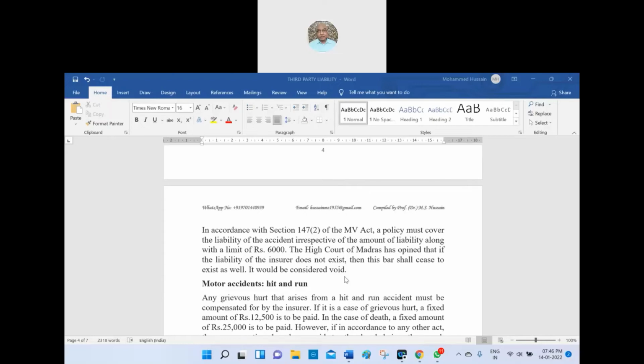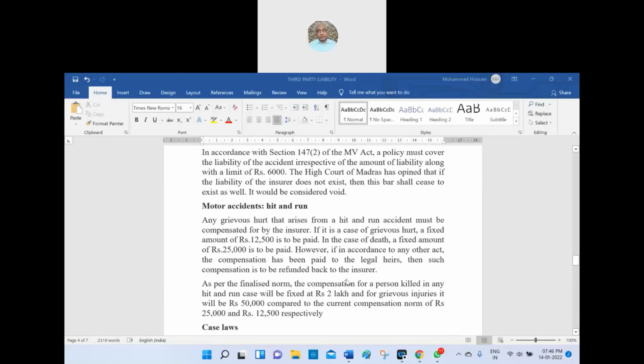Which one? Drunken driving. Suppose the person driving the vehicle is, number one, drunk driving, and number two, does not have a valid license. Then first and foremost, the insurance company has to pay. Later on, they will claim from the owner. The same applies to drunken driving as well as an expired license.